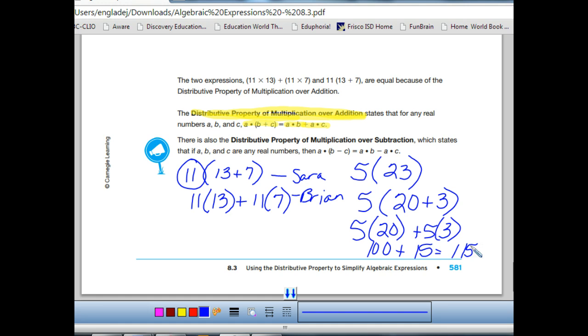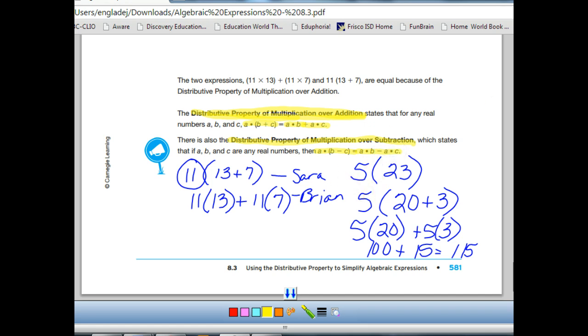We've been using this property, we just haven't given it a name. Not only can we do it over addition, but we can also use the distributive property of multiplication over subtraction, which says if I have a number A times the quantity B minus C, I can say that that is the same as A times B minus A times C.